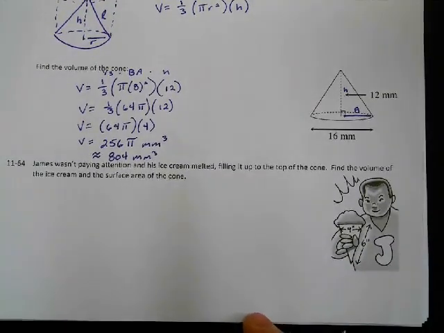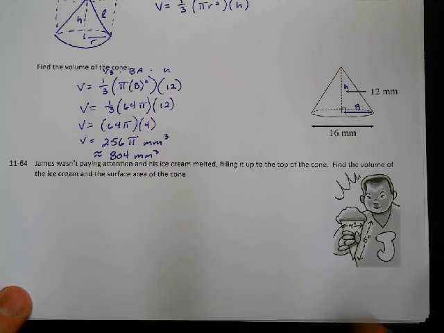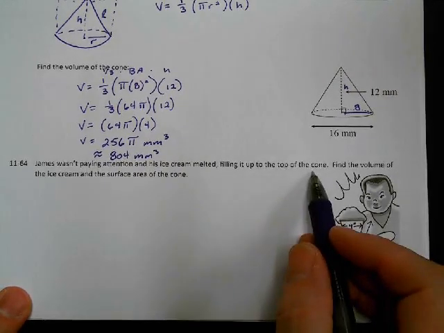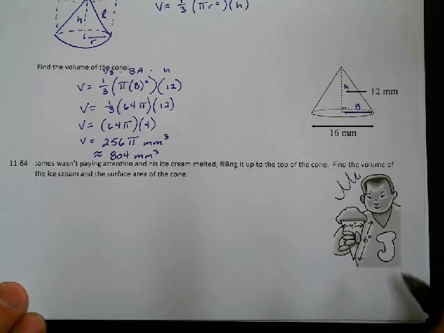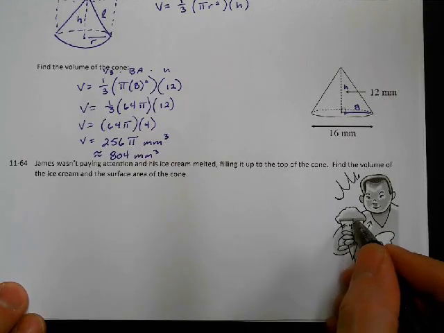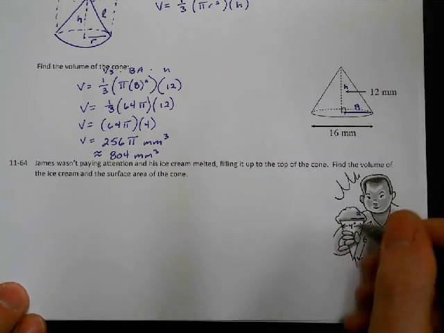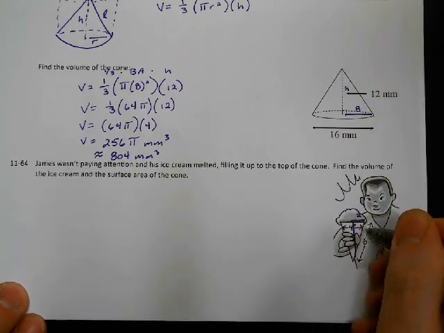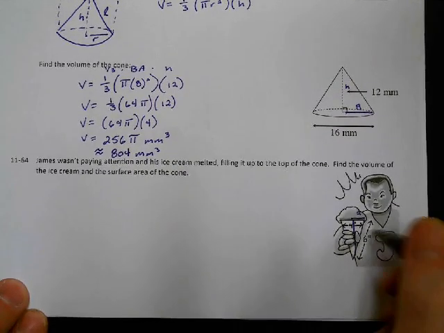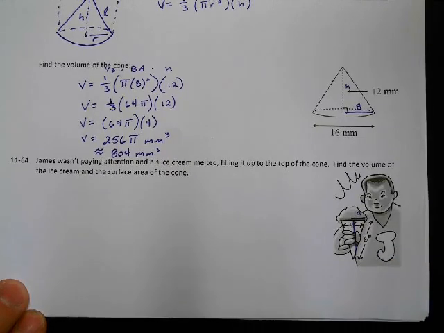All right, James wasn't paying attention and his ice cream melted. Oh, silly James. Filling it up to the top of the cone. Find the volume of the ice cream and the surface area of the cone. Okay, so it looks like we have a diameter of 4, so our radius is 2. But here, we've got a problem. We know the slant height over here of the cone is 6. So we would need the Pythagorean theorem in order to find the actual height of the cone.